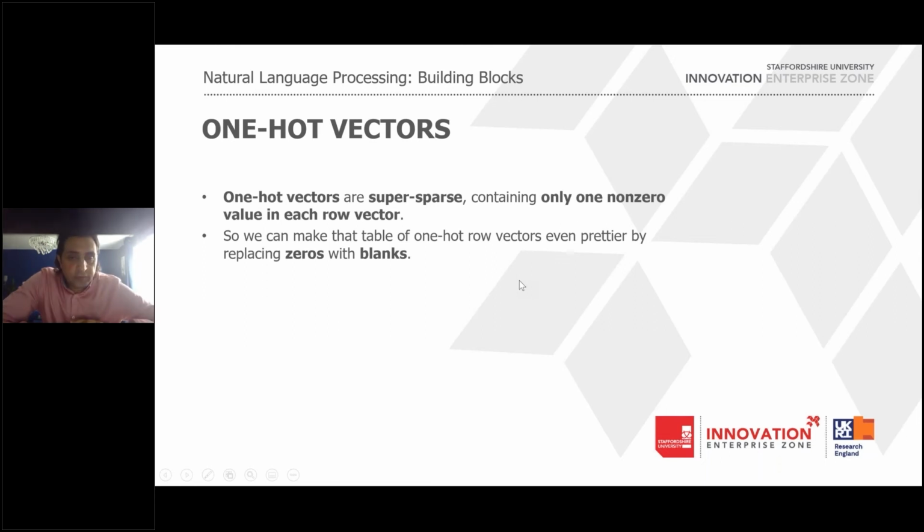Let's go through vector representations, which we use as part of our tokenizers. The first representation is called one-hot vectors. These one-hot vectors are super sparse, as we're going to see in the next slide, containing only one non-zero value. That's why it is called hot: the non-zero value, which is 1. There is only one non-zero value in each row vector.